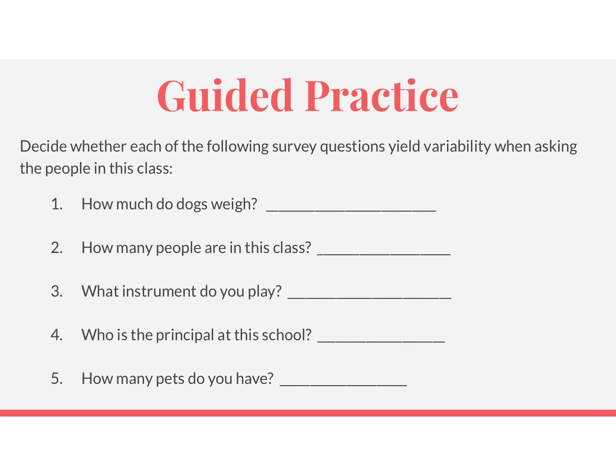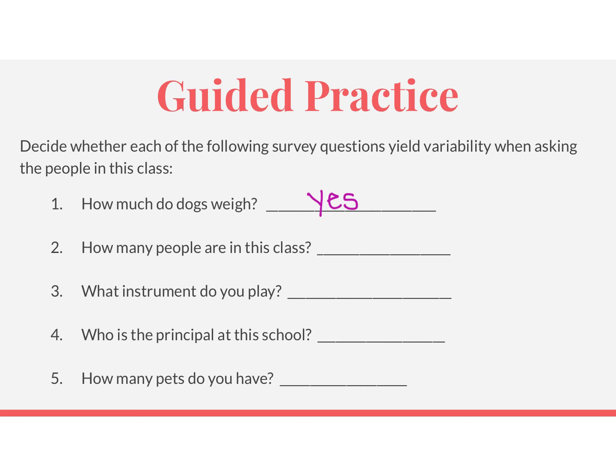Now let's solve a few guided practice problems together. We will decide whether each of the following survey questions yield variability when asking the people in this class. Question 1 is, how much do dogs weigh? The data would vary if we ask this question because there are all different types of dogs. We're not asking the question about a specific type of dog. There are Chihuahuas that weigh much less than a Great Dane, so we would see the data vary with this question.